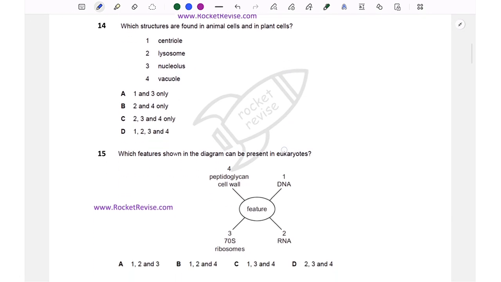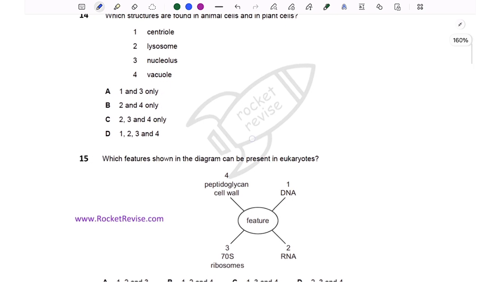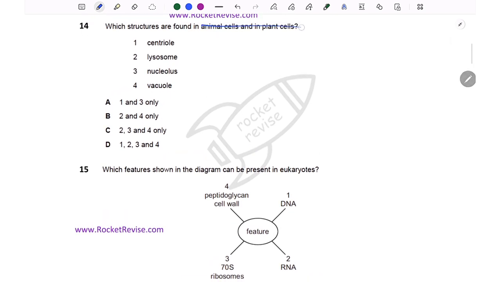Question number 14. Which structures are found in animal cells and in plant cells? So in both. Centriole is only in animal cells, remember. Lysosome in both, nucleolus in both, because both have a nucleus. Vacuole, so in plant there is a large permanent vacuole, but it can also be found sometimes in animal cells. So yes, it's 2, 3, and 4, that is C.